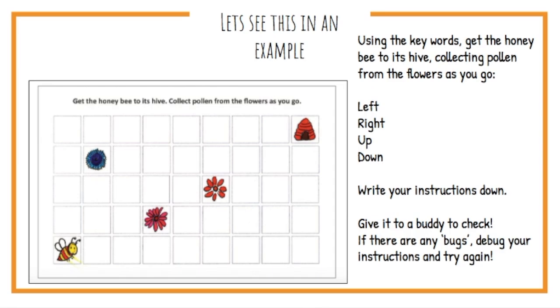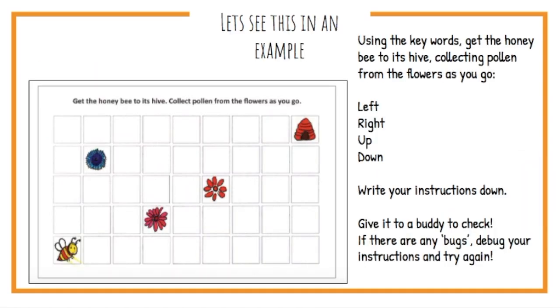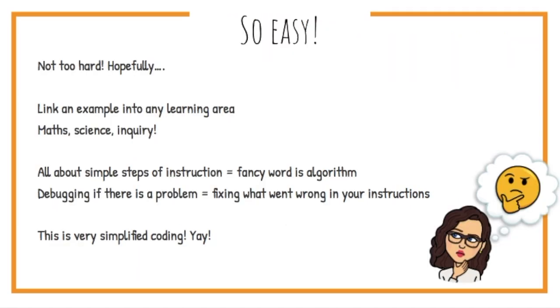Obviously it could be different themes, different objects, different activities for something to be solved, and then you can give it to a buddy for them to check and to see if there's any bugs. And obviously if there are, they could debug that and try again. So hopefully that's not too hard for your students. It could be linked into an example for any learning area. Maths definitely fits into directions, science, inquiry. Again, like I said, this could be a little person and you're trying to collect different objects linked into a theme or a topic that you're studying. Have fun with it. Students can write the instructions on a whiteboard. You could have it in a buddy activity. Anyway, that suits your class.